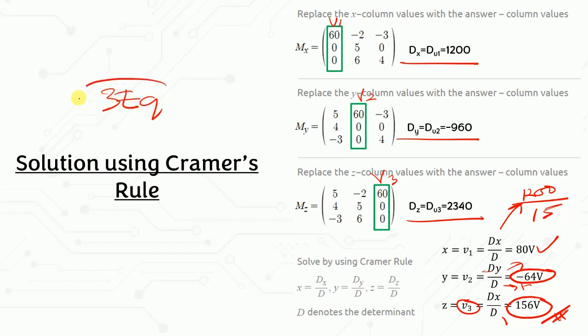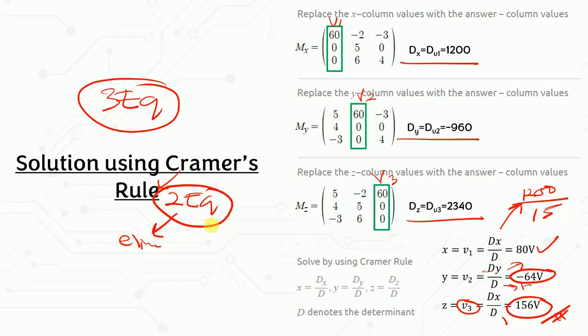So Cramer's rule is recommended when you have more than two equations. If you have two equations, you can use the elimination method and the substitution method. But if you have more than three equations, it's suggested to use Cramer's rule.